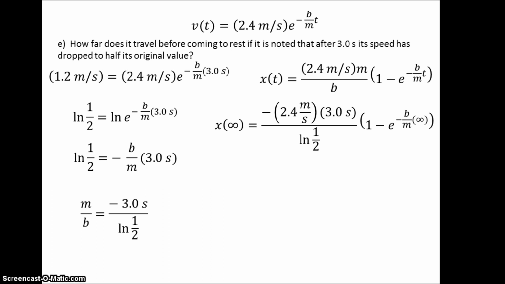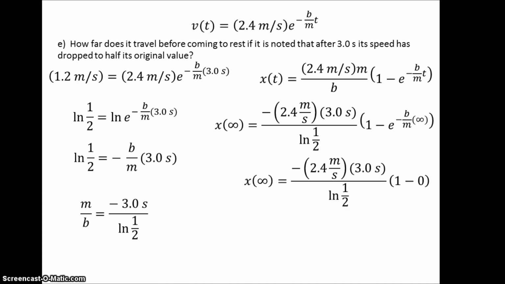So 1 over e to the infinity. e to the infinity will be infinity. 1 over infinity is 0. Simplifying, we get 10.4 meters. So that's how far the boat's going to travel.